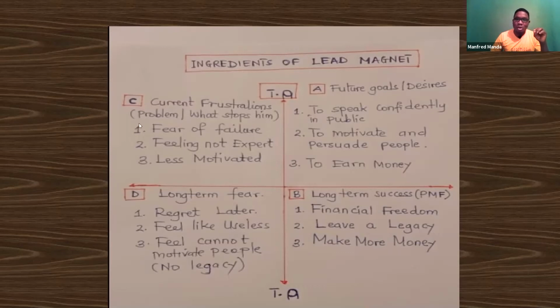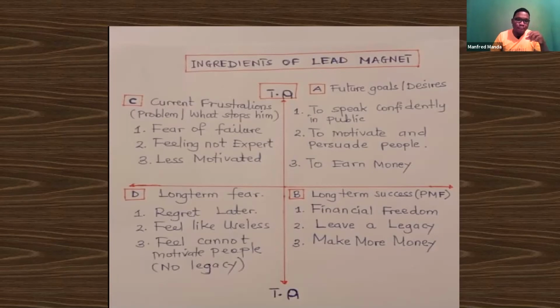And in column C, here you have to discuss current frustrations, problems, or what stops him or her from taking action. So here I have three problems or frustrations, like fear of failure. So my prospect feels fear of failure. If I fail, what will people say, or if I fail, I will not be motivated.